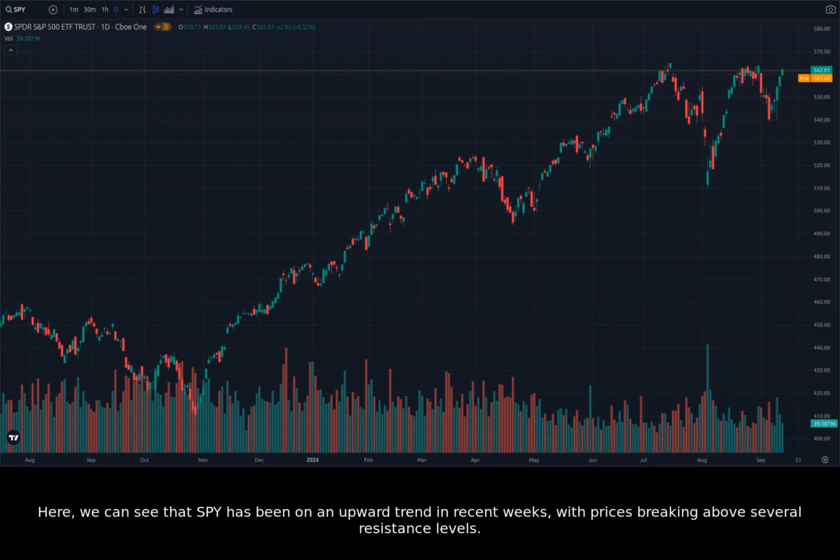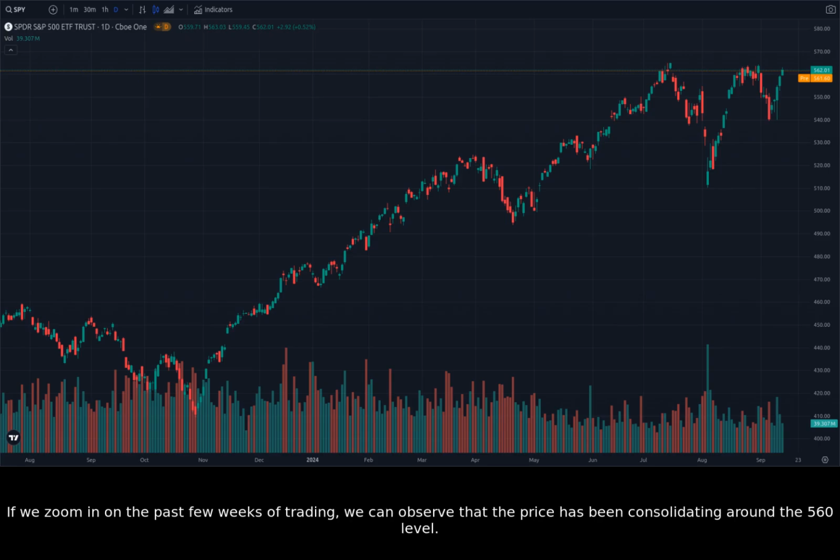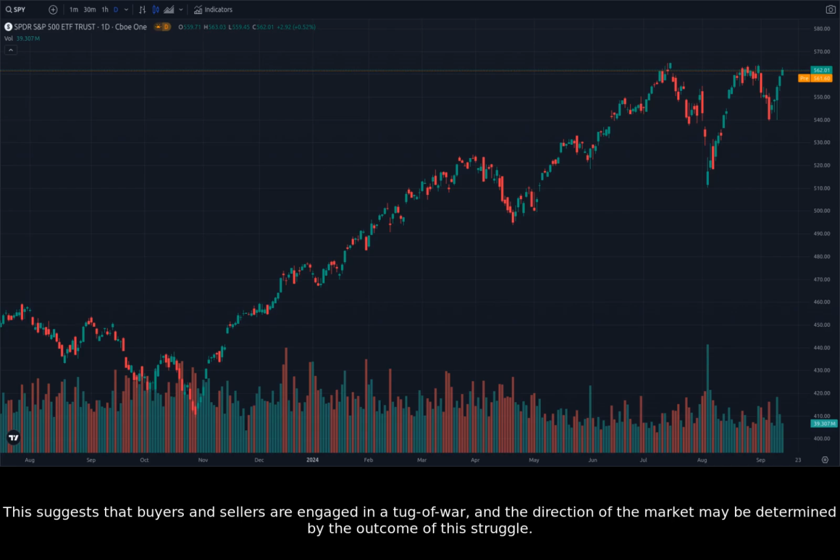Here, we can see that SPY has been on an upward trend in recent weeks, with prices breaking above several resistance levels. This indicates a strong bullish sentiment and suggests that the rally has the potential to continue. However, there are some potential headwinds to consider. The recent spike in prices has brought SPY close to its all-time high, which could act as a strong resistance level. If we zoom in on the past few weeks of trading, we can observe that the price has been consolidating around the 560 level. This suggests that buyers and sellers are engaged in a tug-of-war, and the direction of the market may be determined by the outcome of this struggle.